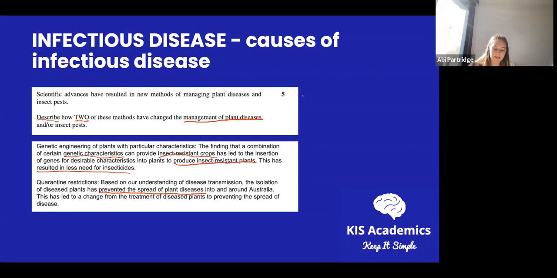The change in management is you're changing from treating the diseased plants to preventing the disease instead. So it makes it easier to control disease in Australia, because instead of having to treat all of the plants, you're stopping the diseases in the first place. So yeah, those are the two ways that you would get those.